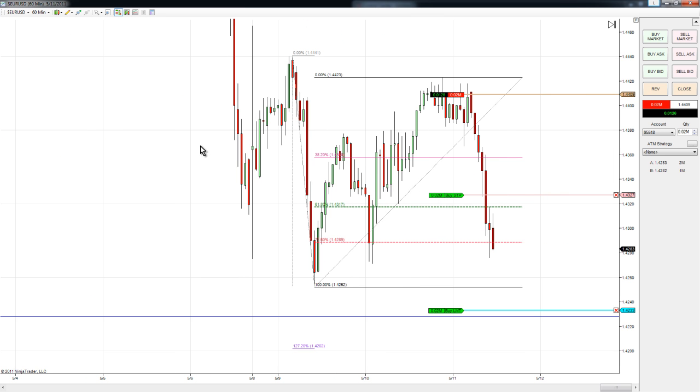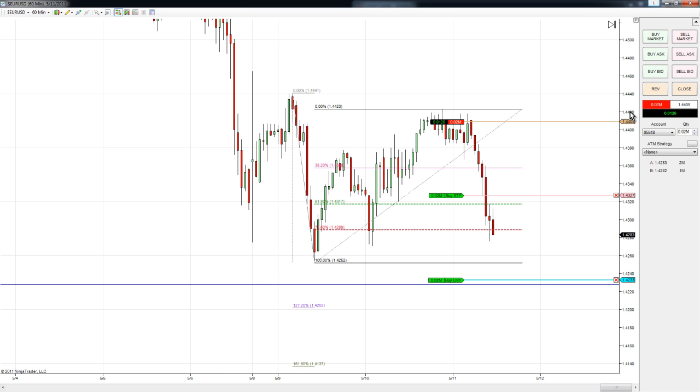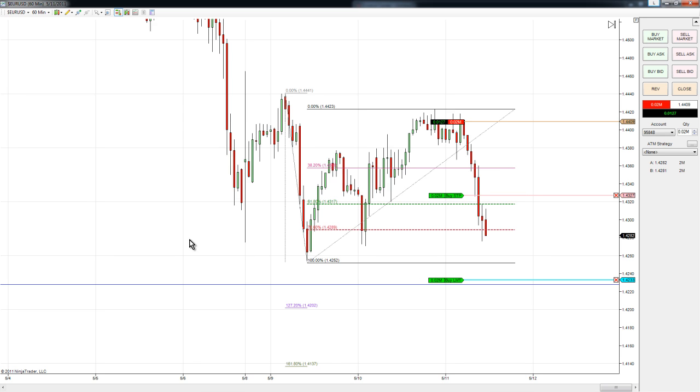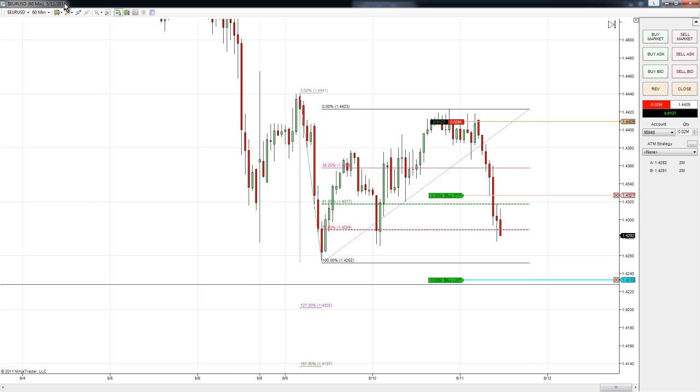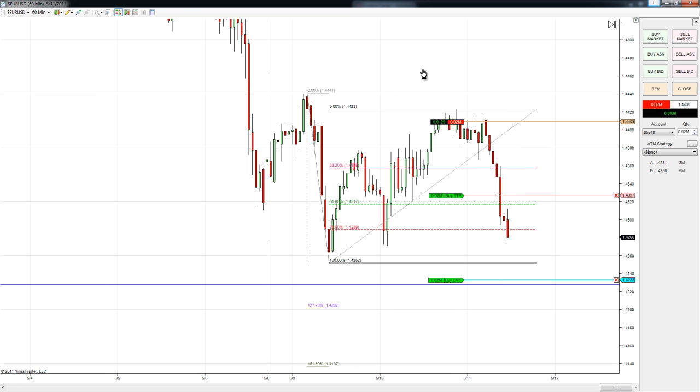Alright guys, went ahead and just hit target 1 on a Euro dollar trade that we just placed. Had a Gartley pattern here, and target 1 was attained at about a 618.43. We now have an open position balance of about 129 pips.